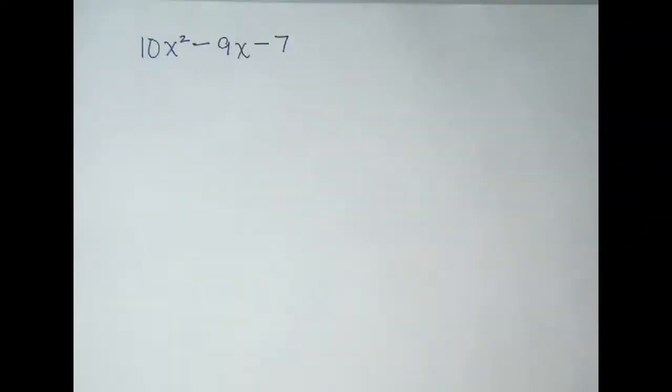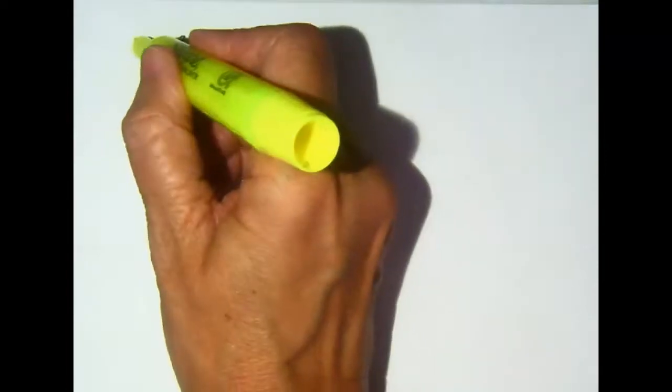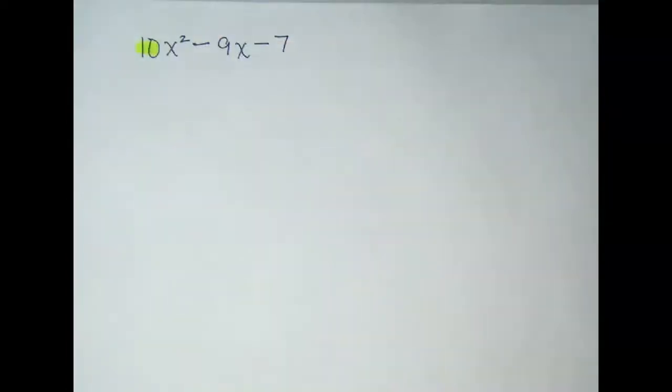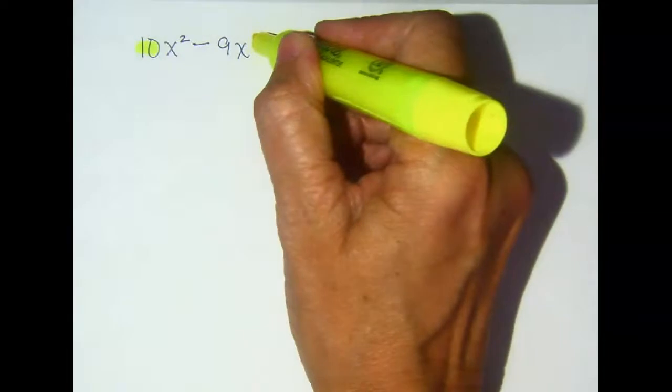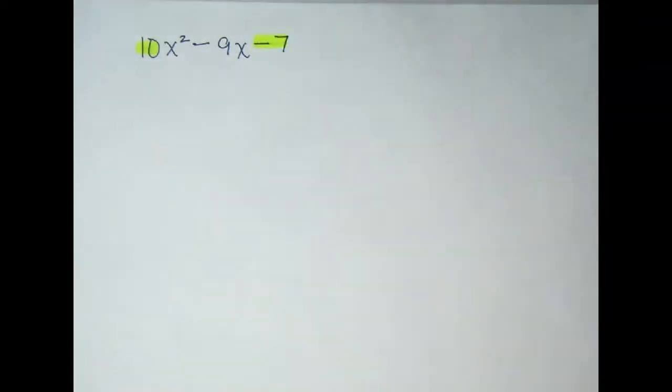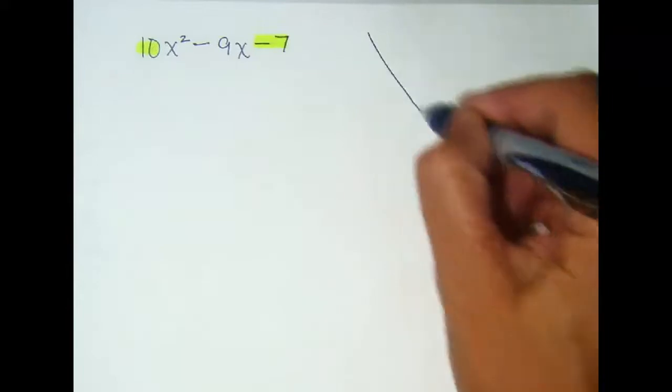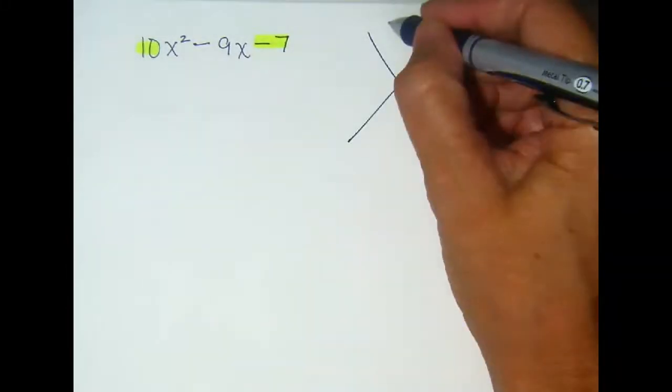Next, I want to review factoring really quickly. So if you remember how to factor, you can definitely fast forward this. I wanted to show you how A is not 1, it's 10, and C is negative 7. And I'm going to show you the AC method. Now, there's lots of methods with factoring. You could split the middle, but I really do like this method because it's quick and easy.